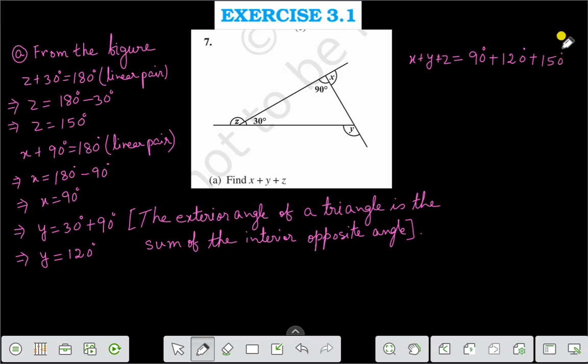That is 90 degree plus 120 degree plus 150 degree. If we add all, what you're getting, you see: 0, 9 plus 2 is 11, 11 plus 5 is 16, carry 1, it is 6, 1 2 3, 360 degree. The value of x plus y plus z is equal to 360 degree.